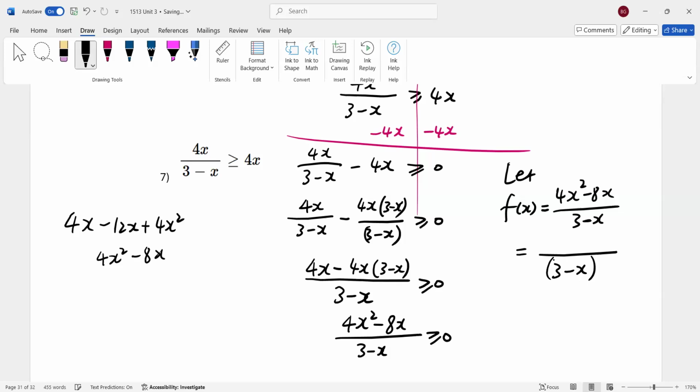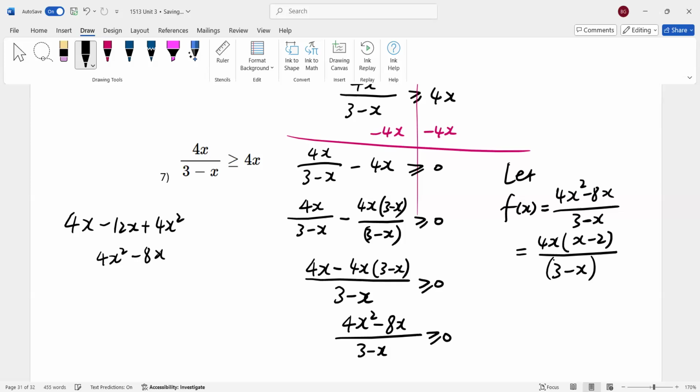And the numerator, let's factor 4x out, because that's the GCF of the binomial. For 4x squared and 8x, GCF of the coefficients is 4, and for x squared and x, GCF is x. Factor 4x out, we have x minus 2. Double check, 4x times x, 4x squared, 4x times negative 2, negative 8x. Okay, so now we have the left side factored.